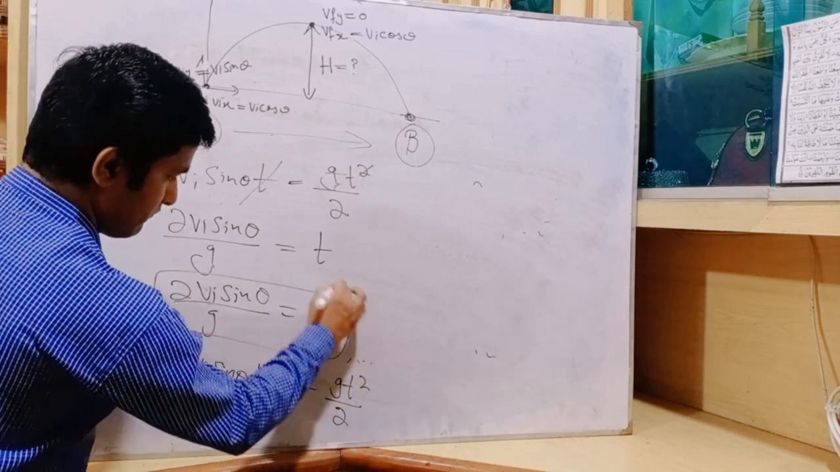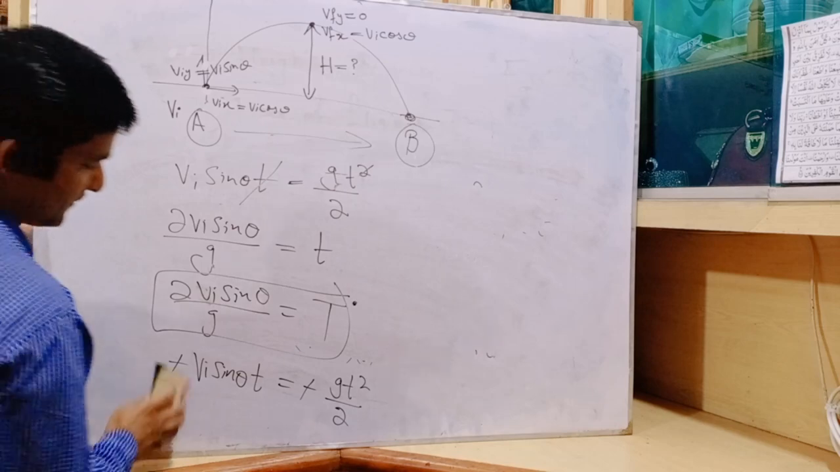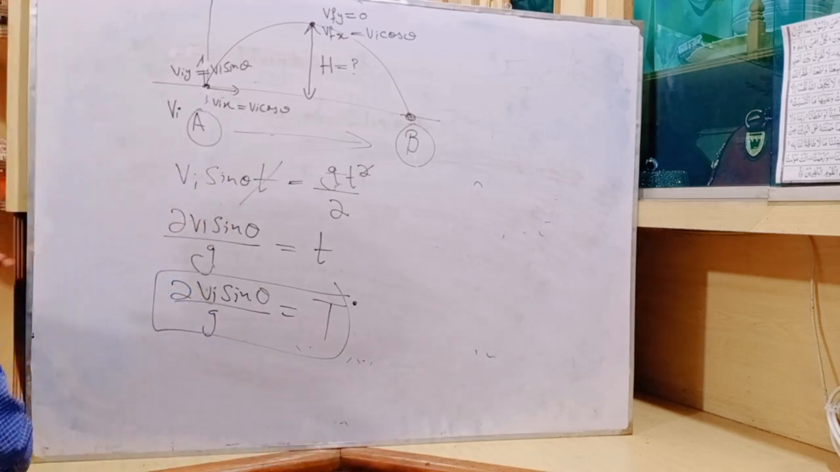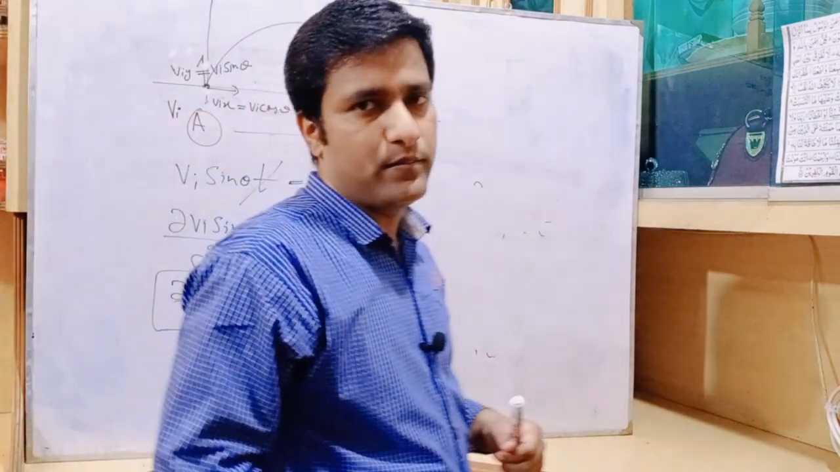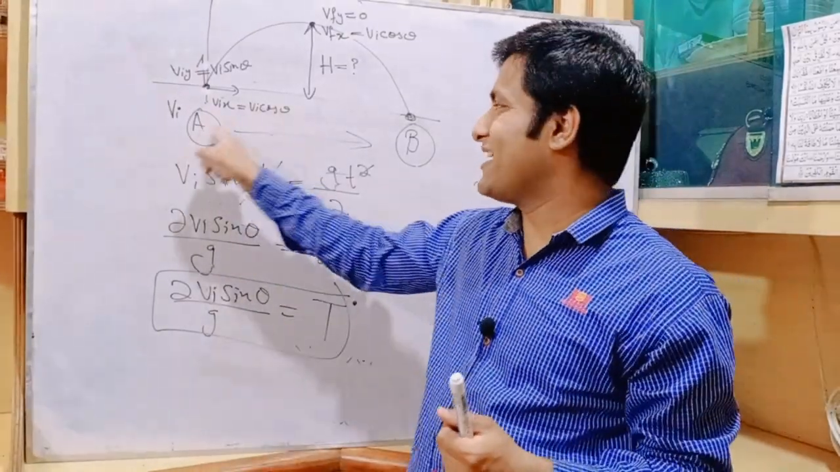What is this capital T? This is the time of flight. What is time of flight? It is the total time taken by a projectile to travel from point A to point B.